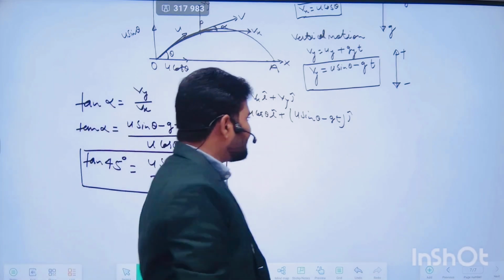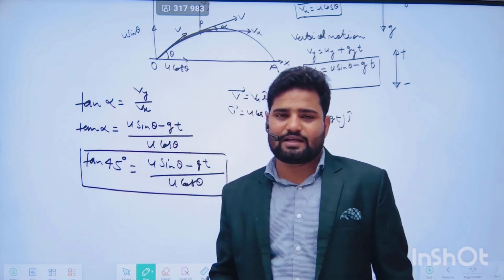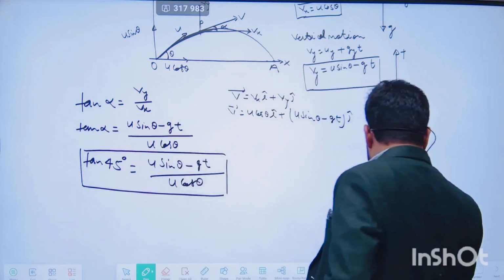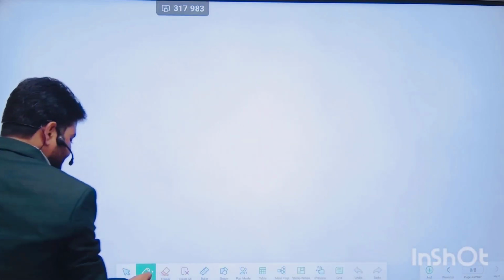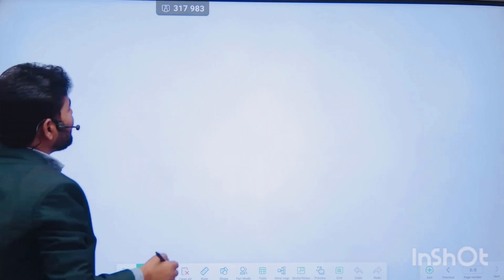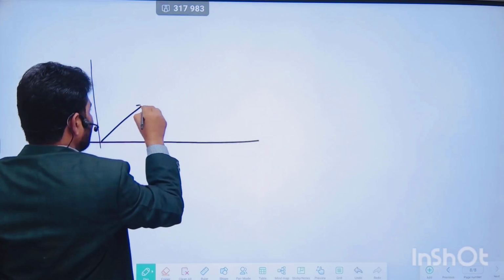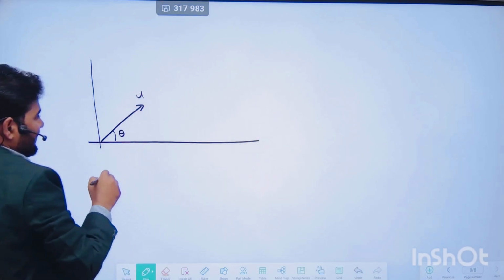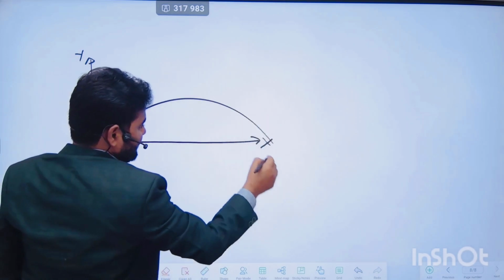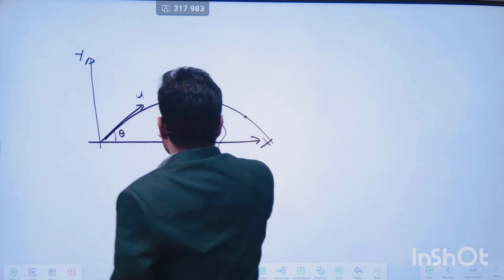So we can get the time after which the projectile will make an angle of 45 degrees. In a similar manner, we are talking about the trajectory. What is the trajectory of a projectile? Suppose this is the trajectory of the projectile. Now we are going to take another question. Suppose a ball is projected at an angle of theta with speed u, and this is your y-axis and this is the x-axis. After what time will the final velocity become perpendicular to the initial velocity?